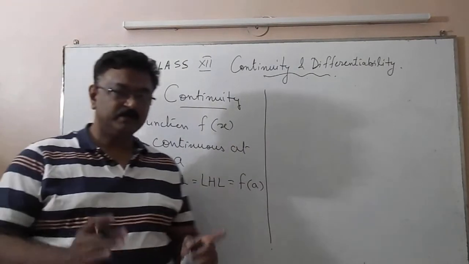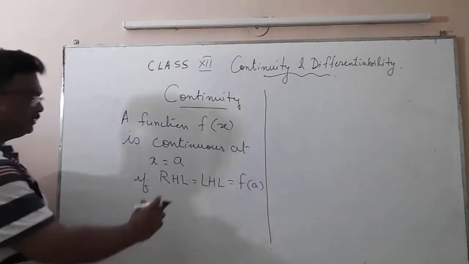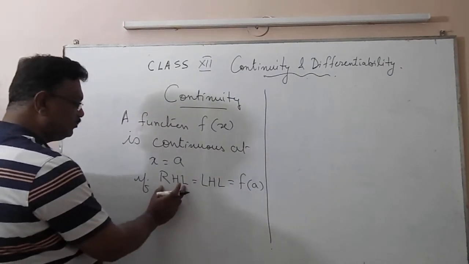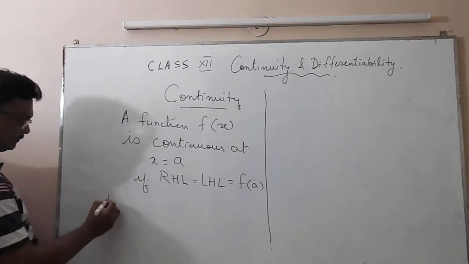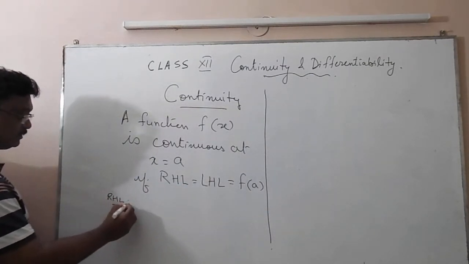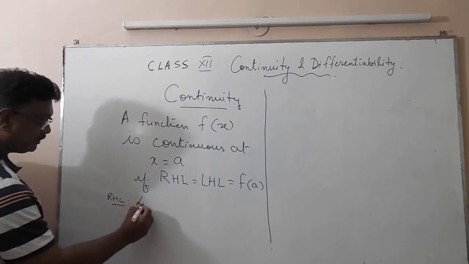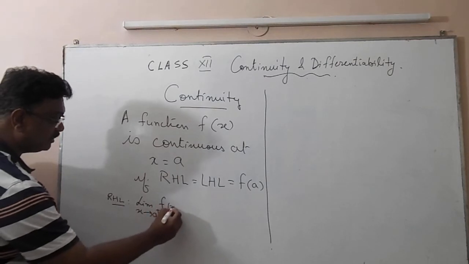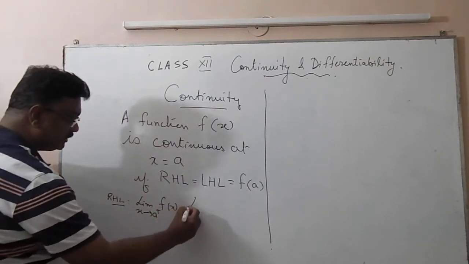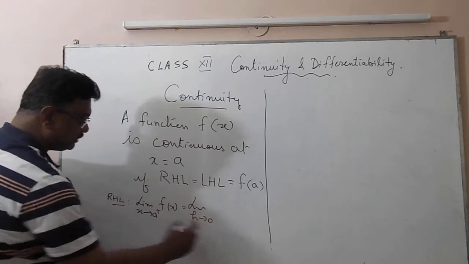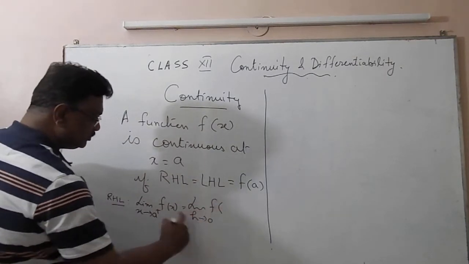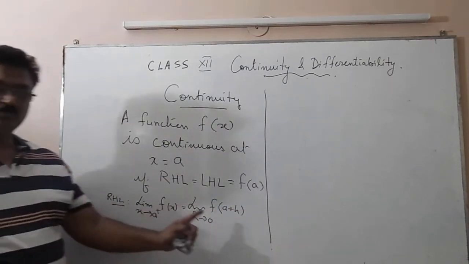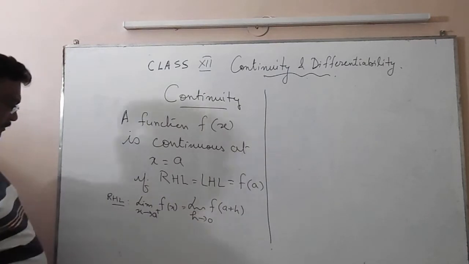If the right hand limit is equal to the left hand limit is equal to the value of the function at that point. Now what is the working rule to calculate the right hand limit? If you are finding it at point a, it will be limit x tending to a positive, and the working rule says take limit h tending to 0 and substitute x as a plus h. So this is the working rule to calculate the right hand limit.